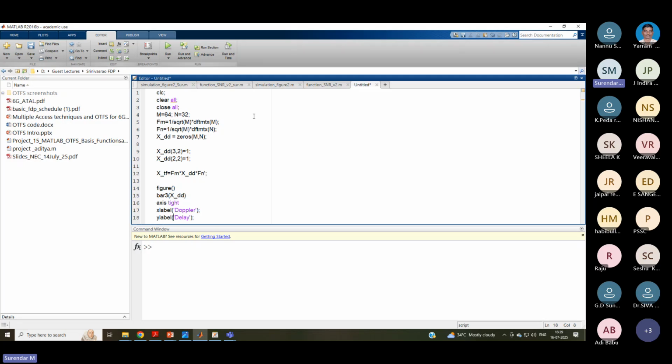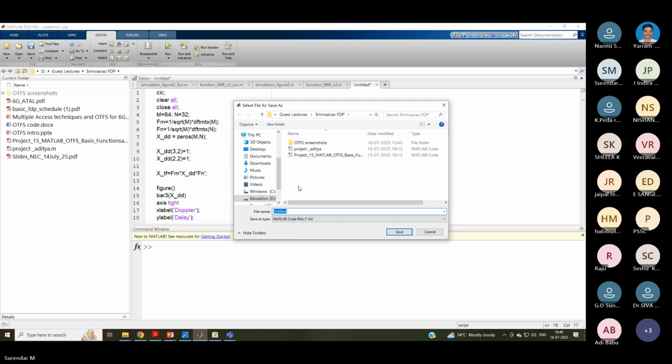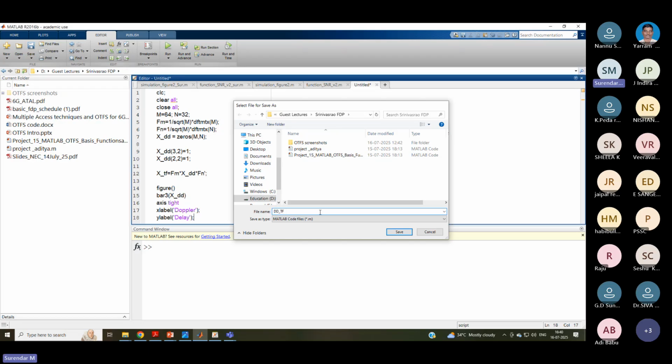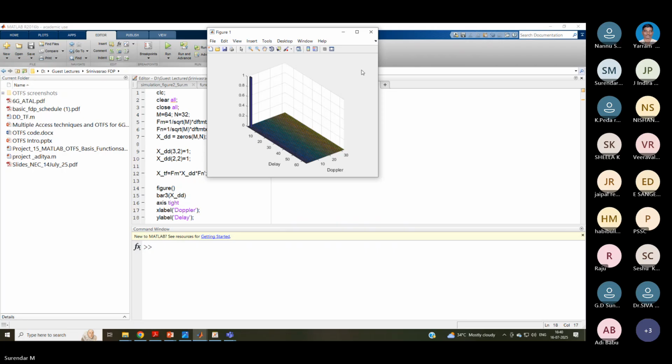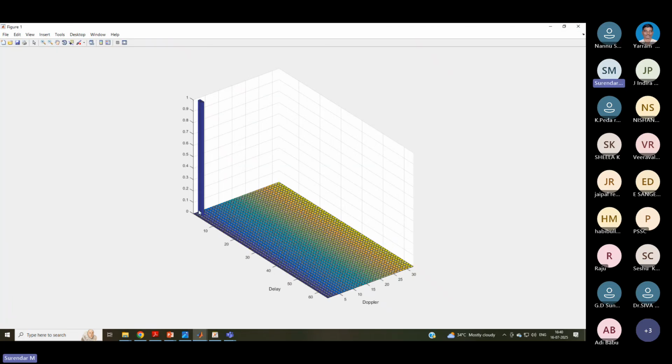This is the basis function that I have given for the delay Doppler domain. Let me just plot this first. I need to save it. Here you can see the two impulses I have given there. They are tightly packed, and the remaining everything is zero.